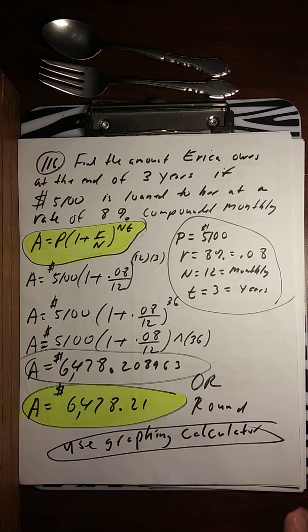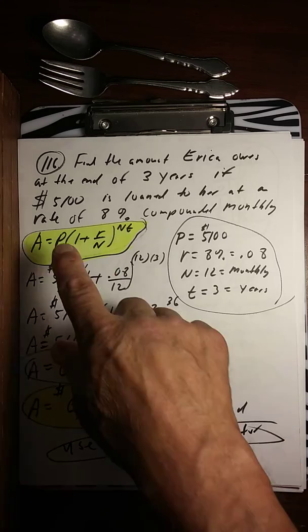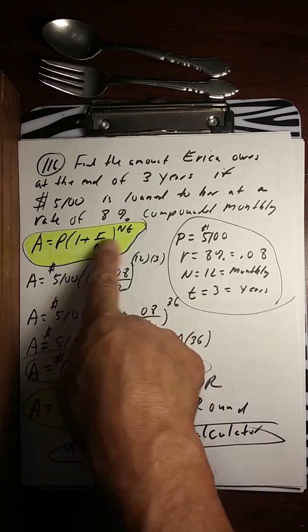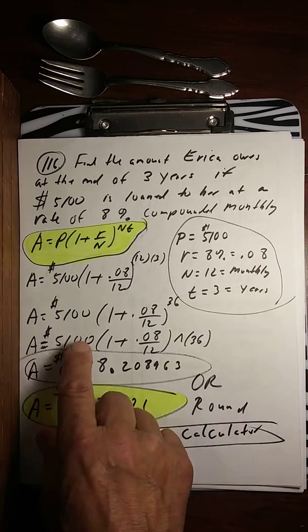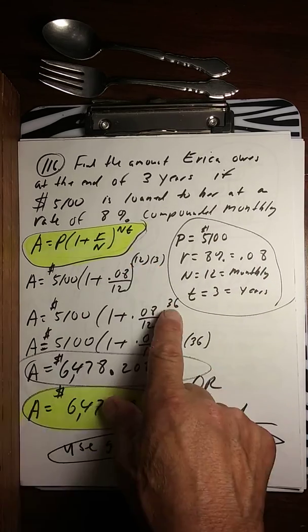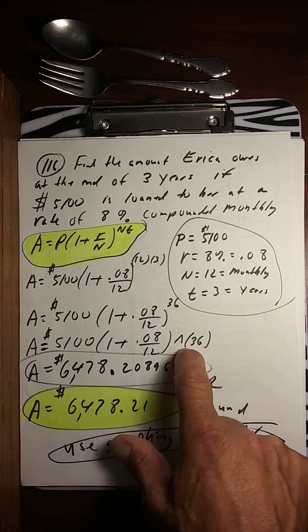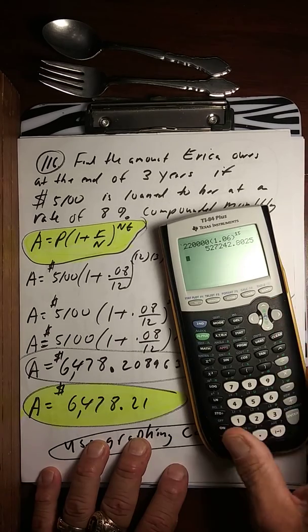Find the amount Erica owes at the end of 3 years if $5,100 is loaned to her at the rate of 8% compounded monthly. Formula, numbers we're going to put in there. Put the numbers in there. So now we have this formula, 12 times 3, that's 36. This number to the 36. Let's do that on the calculator, of course.